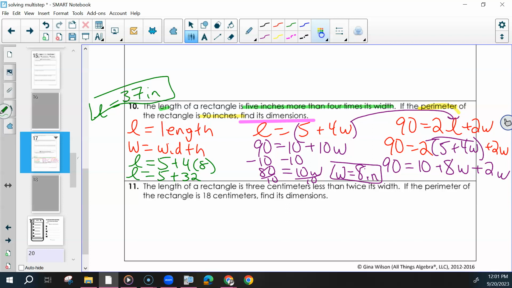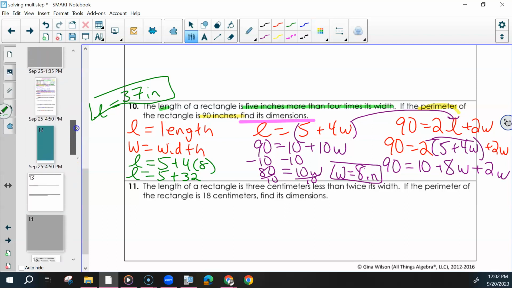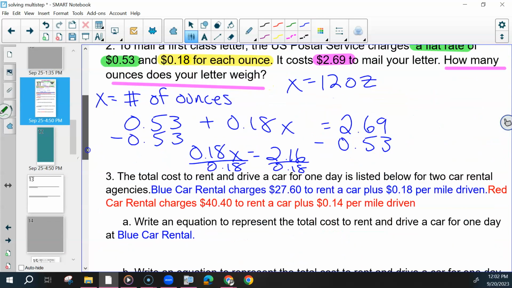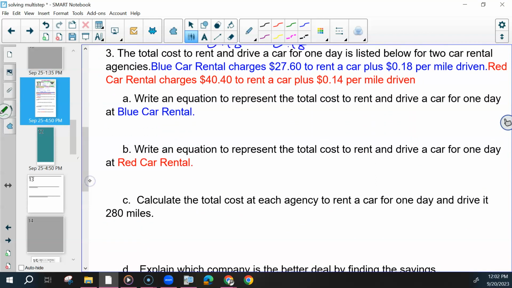32. The last thing you guys are going to do is go back 2 pages. Okay. The page we were already on. The real world problems. And I want you guys to do number 3. You're going to do all of the parts of number 3.